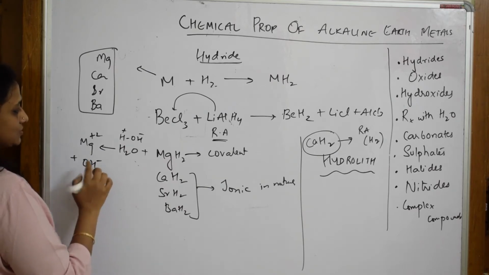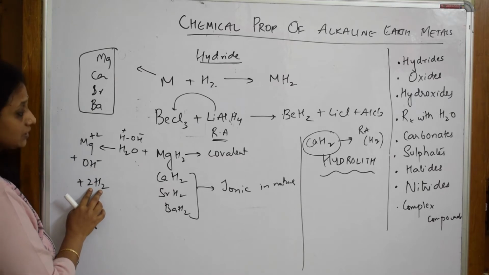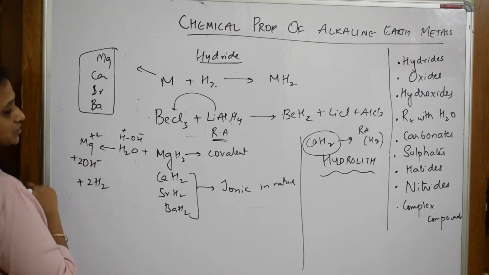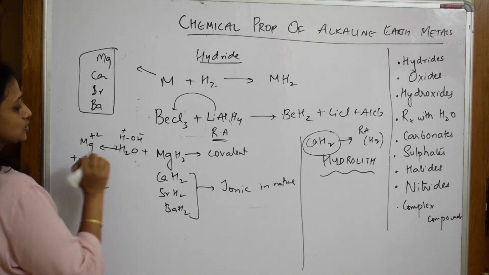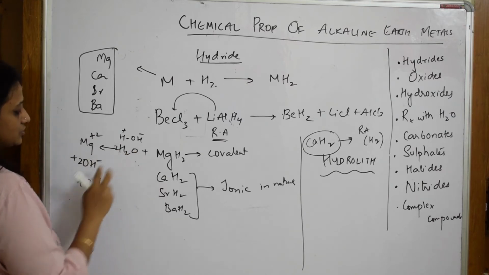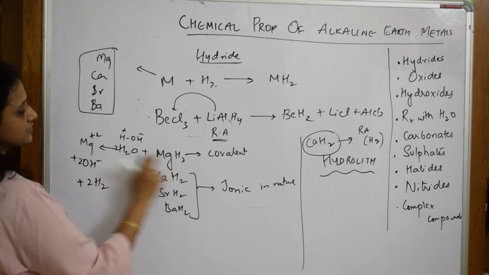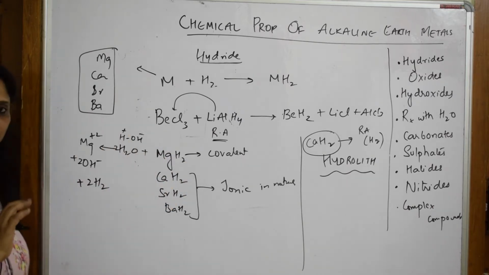Correct? So now let us balance. 2 2s are 4, correct? To balance this, I need to balance this hydrogen also. Then again this also. Now count: 2 2s are 4 hydrogens here. 2 2s are 4, 5, 6. This is how it's going to balance.